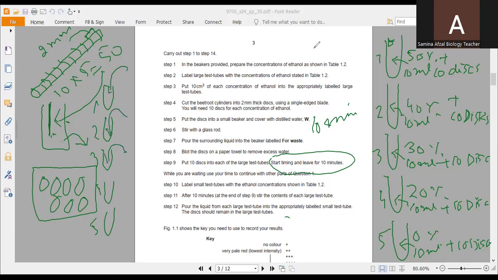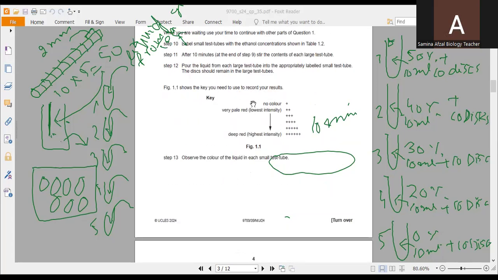You will add only the liquid from the large test tubes. After 10 minutes, stir the contents of each large test tube. Pour the liquid into each labeled small test tube. The discs should remain in the large test tube. You will add only the liquid. Now you have to mark the color intensity by using this key. You can see it over here.